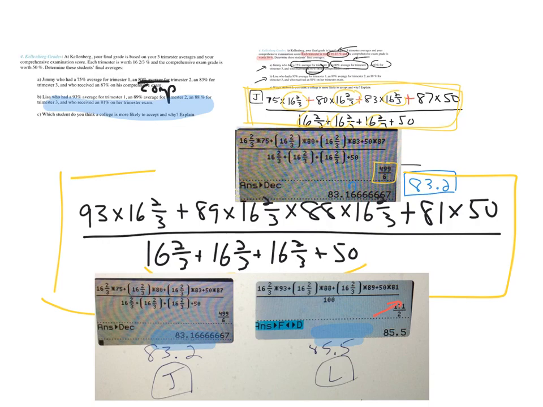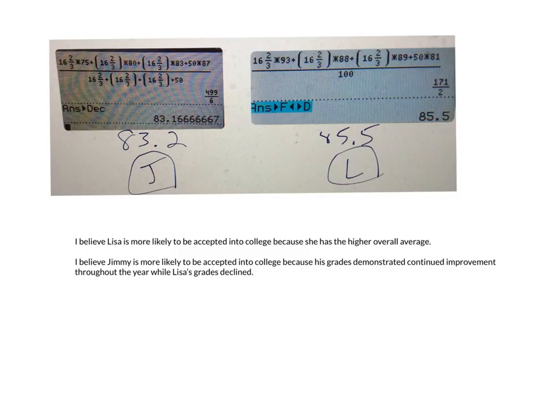For example, you could answer the question by saying, I believe Lisa is more likely to be accepted into college because she has the higher overall average, and that's based on fact. Her 85.5 is greater than the 83.2.